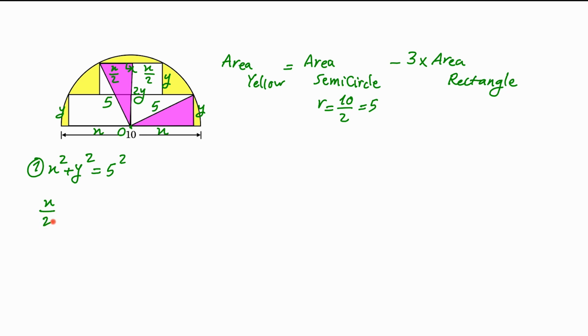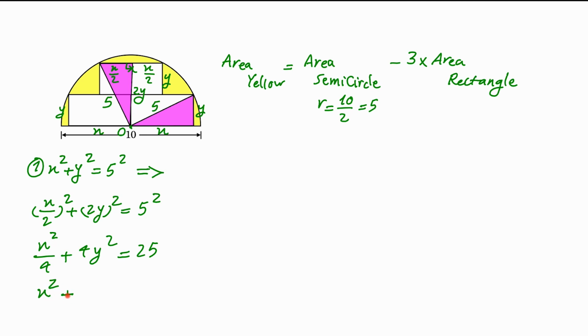We can use Pythagorean theorem. X over 2 whole to the power of 2 plus 2y to the power of 2 is equal to 5 squared. If we simplify it, we get x squared over 4 plus 4y squared is equal to 25. If we multiply both sides by 4, we get x squared plus 16y squared is equal to 100. So we have the second equation here.